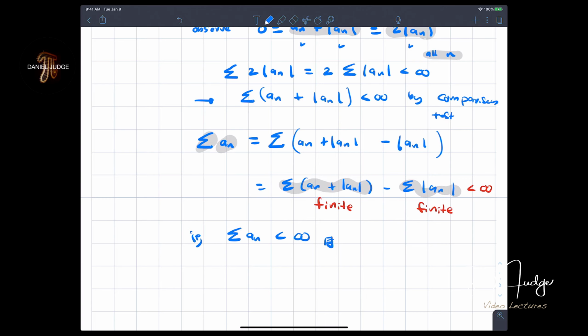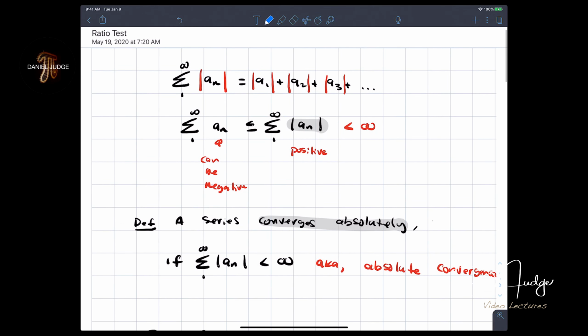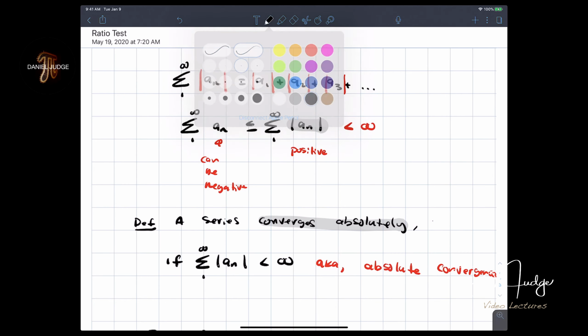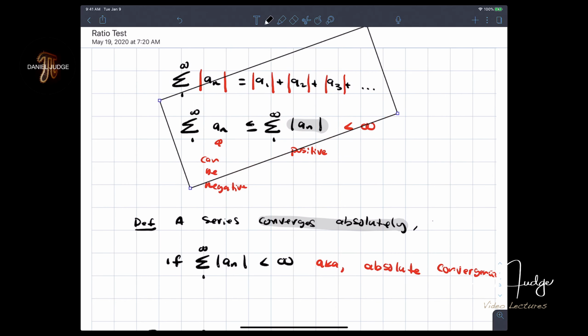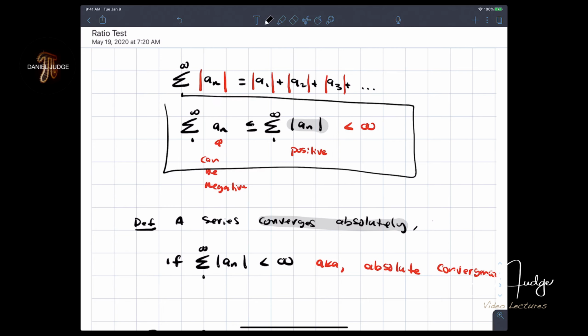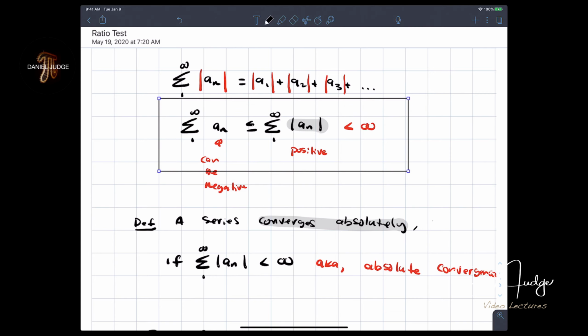Now, that kind of makes sense if we go way back up here, where we started the lecture by saying we're going to be concerned really with this idea. And let's draw a rectangle around it if we can.